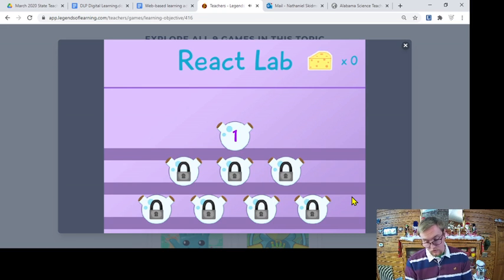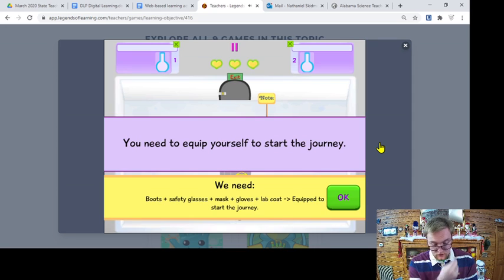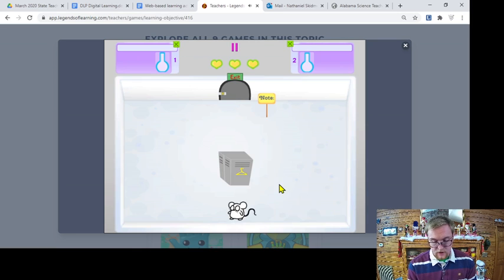Alright, so we're going to go to level 1 here. And we're going to play through 2 levels of this after we go through this introductory activity here, because you need to equip yourself to start the journey. So we need to be safe. We need to follow proper laboratory safety procedures. So things that we're going to need. In our reactants, we have boots, safety glasses, mask, gloves, lab coat. And those are going to yield equipped to start the journey. And that's a little chemical equation we have about proper laboratory safety.